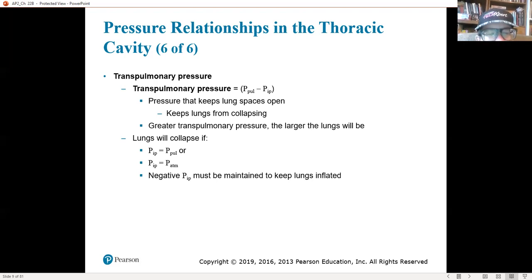So transpulmonary pressure, trans meaning across, is the pressure that keeps the lungs open, keeps lungs from collapsing. And what that is is your pulmonary pressure minus your interpleural pressure. Great. The greater the transpulmonary pressure, the larger the lungs will be. The lungs will collapse if the interpleural pressure is equal to the pulmonary pressure, or if the interpleural pressure is equal to the atmosphere. But you already know that shouldn't happen. We already said that we should be about 4 millimeters of mercury lower than the atmosphere. The interpleural pressure should be lower.